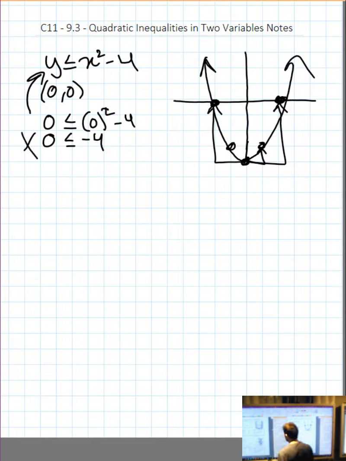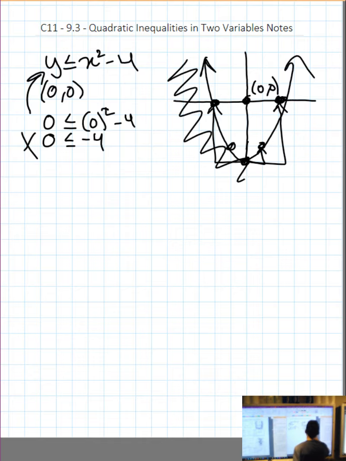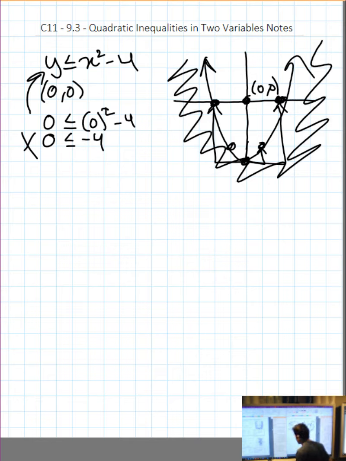And what does that mean? Well, again, we remembered, two sections ago, if it was wrong, we shade not that side. So if 0, 0 is right in the center at our origin, we shade not that side. So not inside, but on the outside. So those are the exact same English instructions from linear inequalities two sections ago.